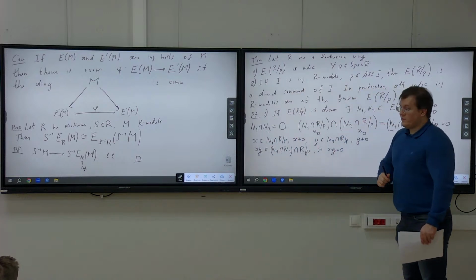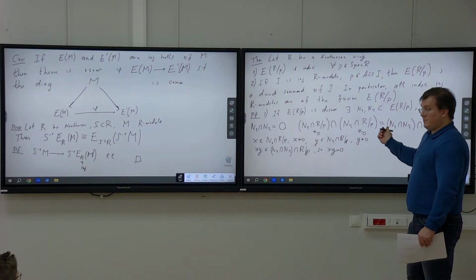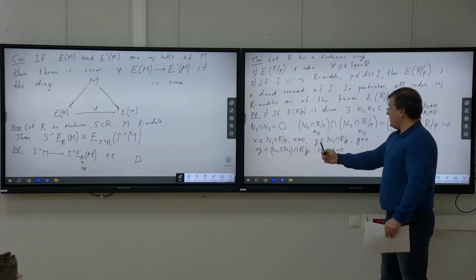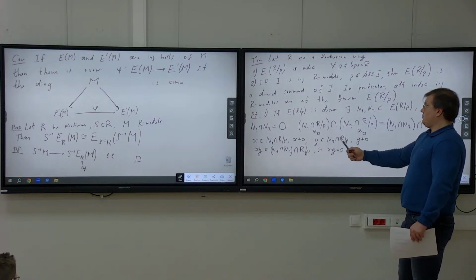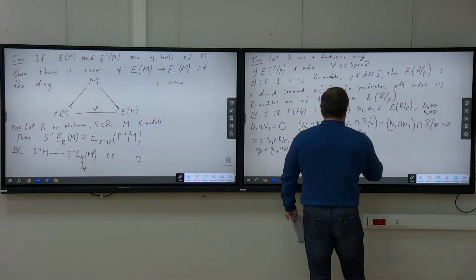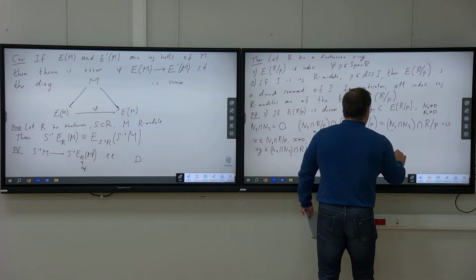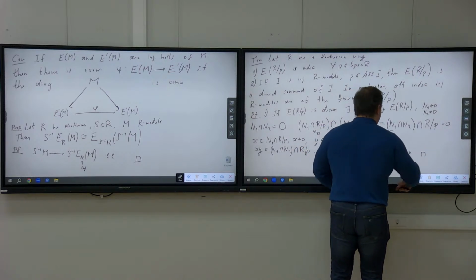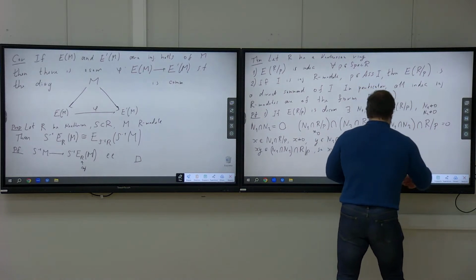But that's a contradiction with the fact that R modulo P is a domain. I constructed some element y that lives in R modulo P. There are two non-zero elements, but the product is 0. But R modulo P is a domain. So that's the proof of the first part.